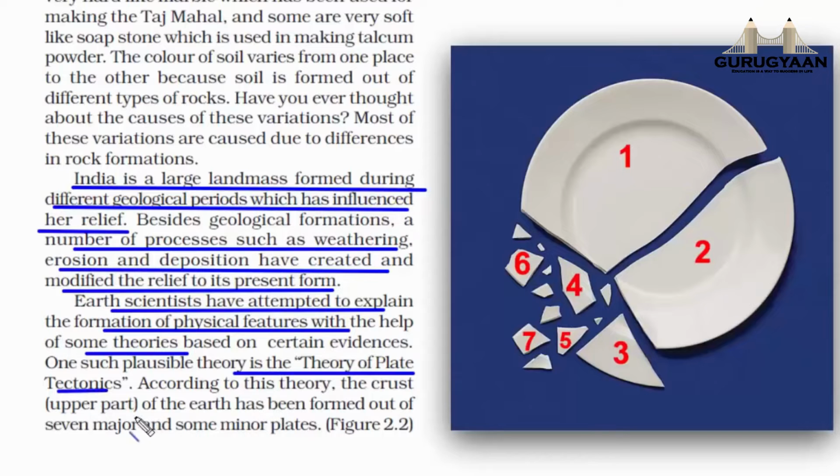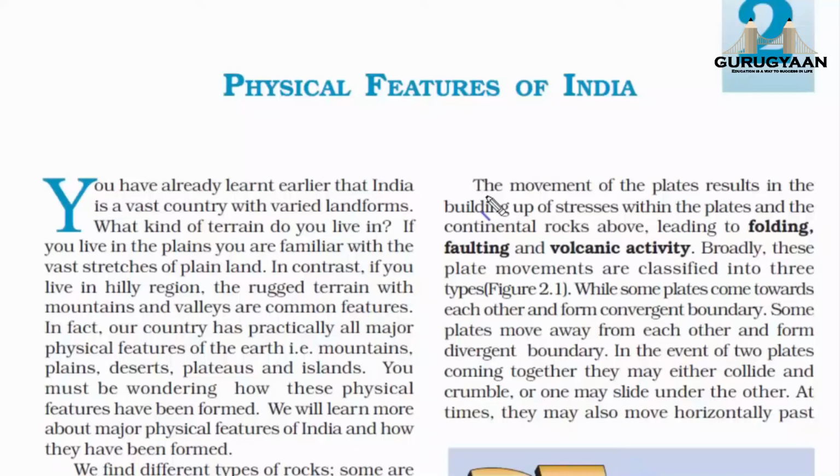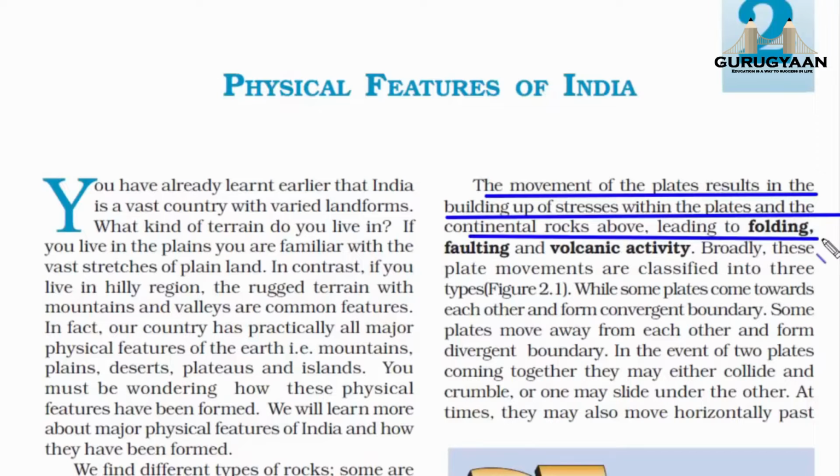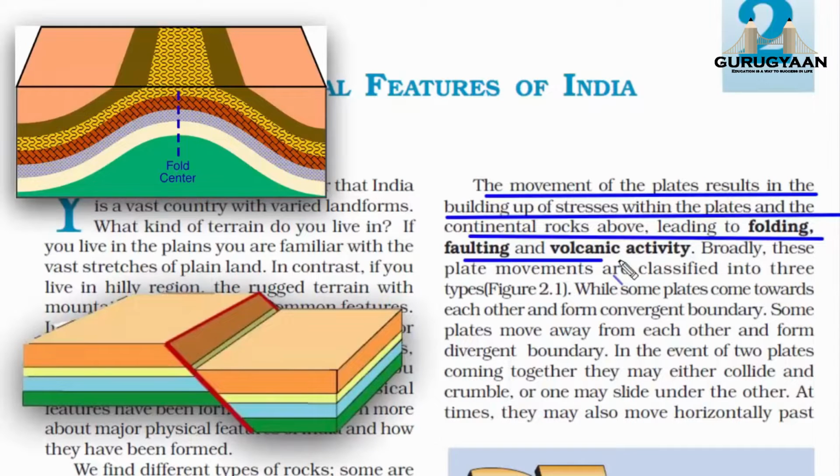So this theory says the crust, that is the upper part of the earth, has been formed out of 7 major and some minor plates. And when these plates move, they build up stress within and the rocks above collide, or sometimes large chunks of soil get separated, leading to folding, faulting and volcanic activity.